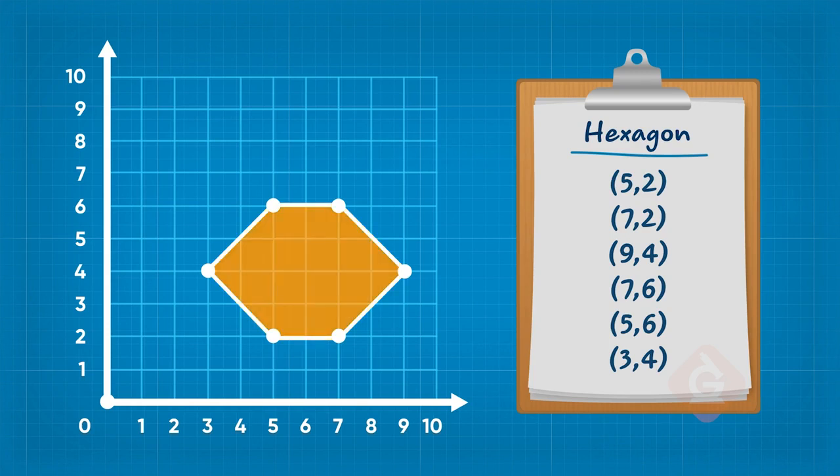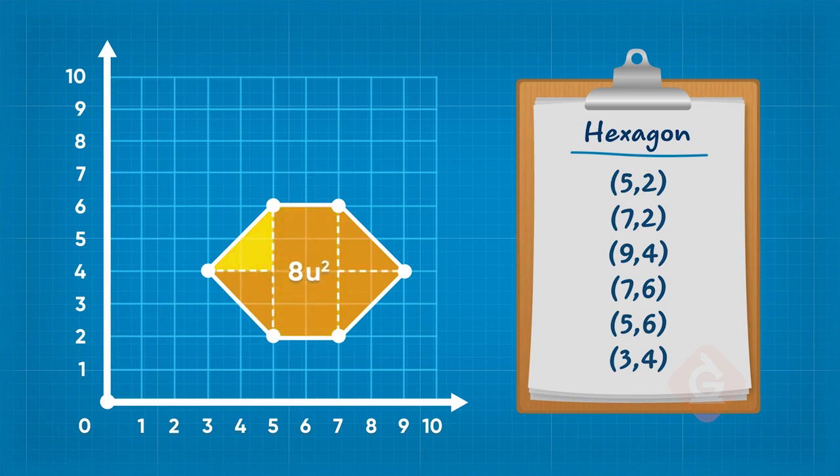I can see that this hexagon is made of a 4 by 2 rectangle in the center. And we can decompose the rest of it into 4 right triangles. Neat. So let's find the area of each part and then add it up. The area of the rectangle is 4 times 2 equals 8 square units.